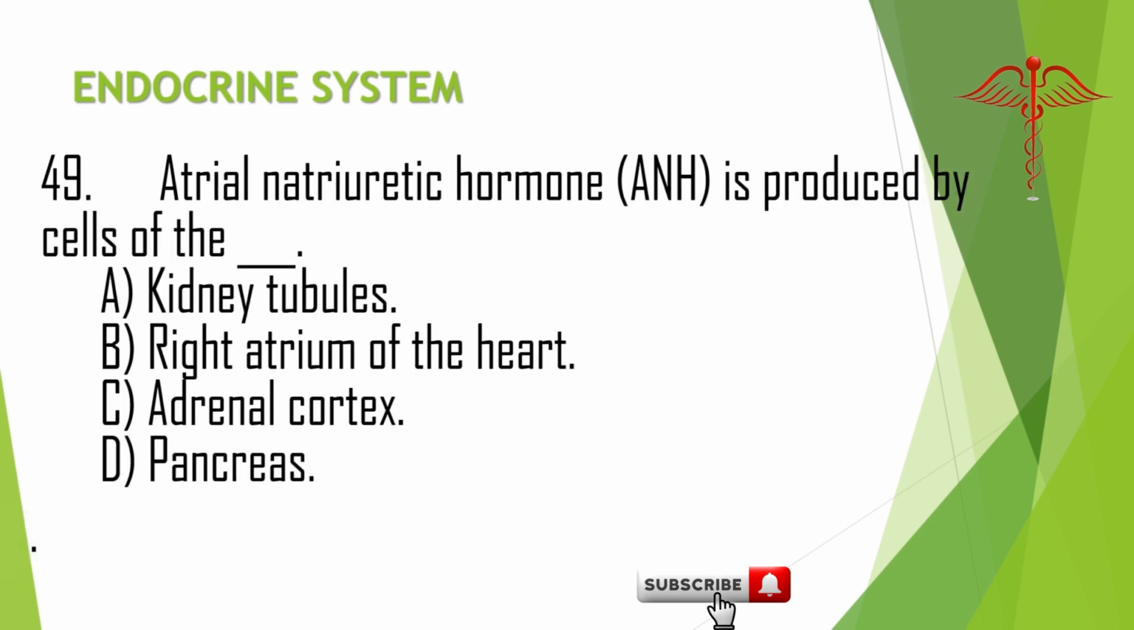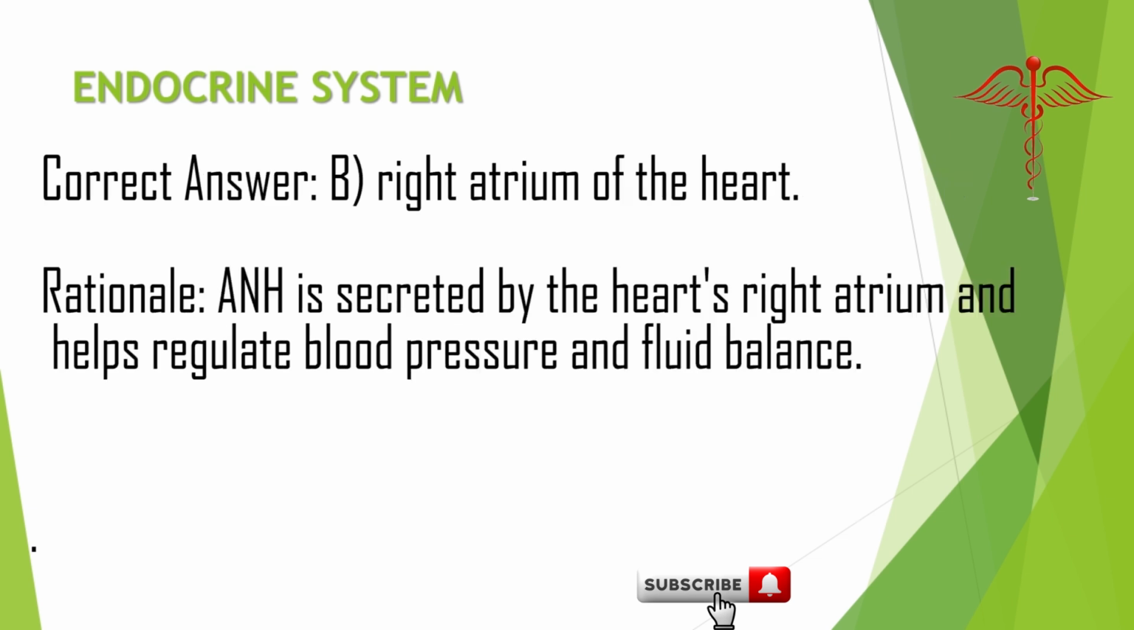49. Atrial natriuretic hormone, ANH, is produced by cells of the A. Kidney tubules. B. Right atrium of the heart. C. Adrenal cortex. D. Pancreas. Correct answer: B. Right atrium of the heart. Rationale: ANH is secreted by the heart's right atrium and helps regulate blood pressure and fluid balance.